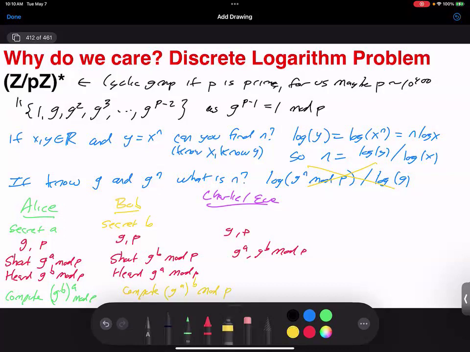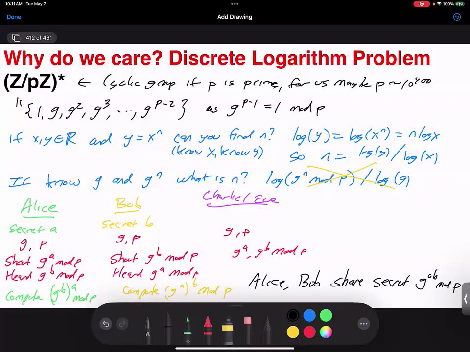So Alice and Bob share the secret G to the AB mod P. So this is amazing. They're able to share a secret yelling in public. And we're just using some basic facts of groups. Absolutely stunning that this can be done.